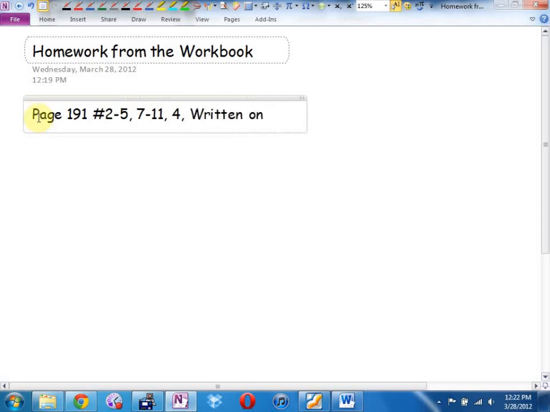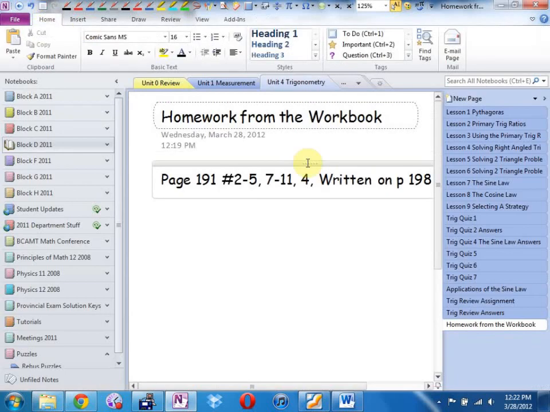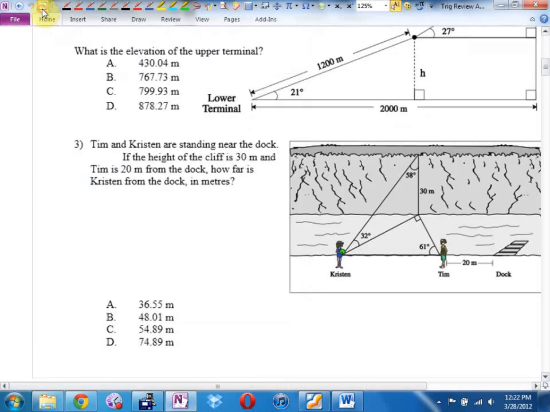Written on page 198, has a bit of geometry review as well. I think you can try that. I think you can. Okay. So you're working on the review, if you haven't already. That's this one here. Natasha, you can ask David.